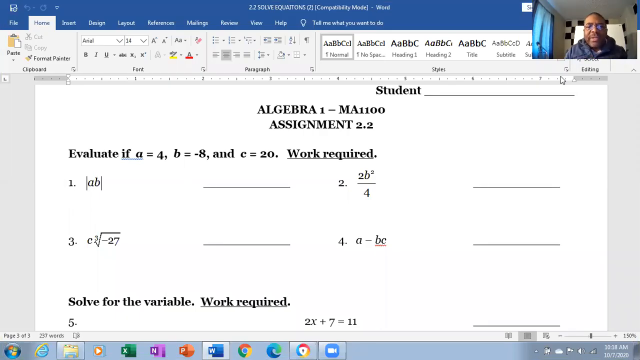All right, assignment 2.2, and we're off to the races. Let's look at our variables. A is -4, B is -8, and C is 20. All right, so what we're going to do, A is -4, B is -8, C is 20.